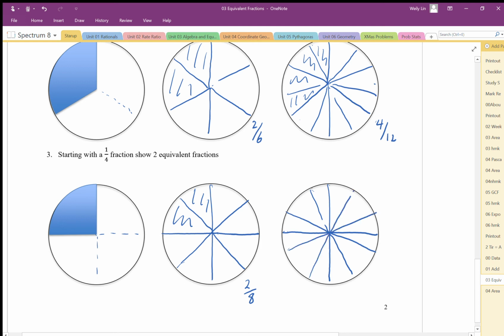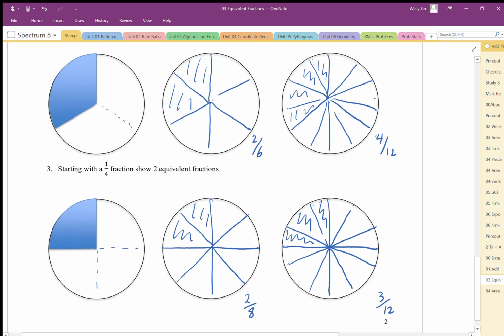So groups of 3, I can show that the 1/4 part is now in a group of 3, and the 4 parts whole now is in a group of 12. Okay, so we have 3 out of 12 is same as 2 out of 8, which is same as 1 out of 4.